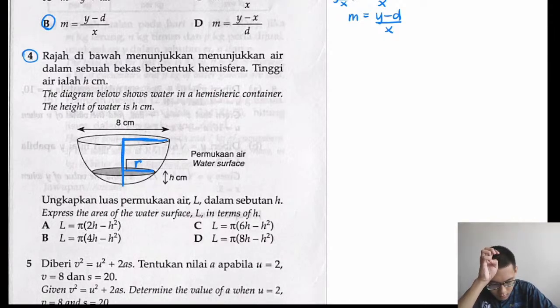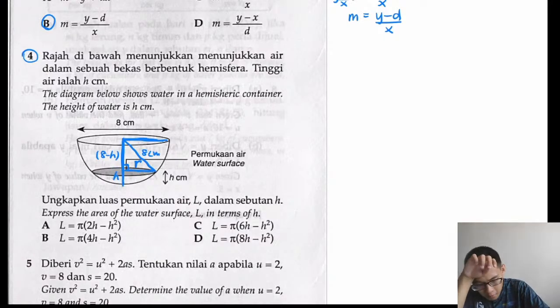Okay, so we have h, right? H is here. So that means here we have 8 cm. So here we have 8 minus h. So we check with this right angle triangle here, where the radius of the water surface actually is, we use 8 squared minus (8 minus h) squared.